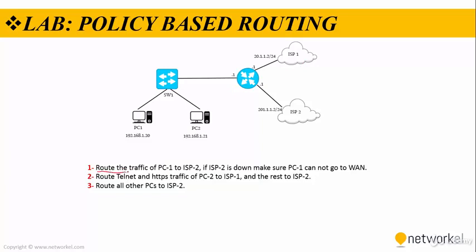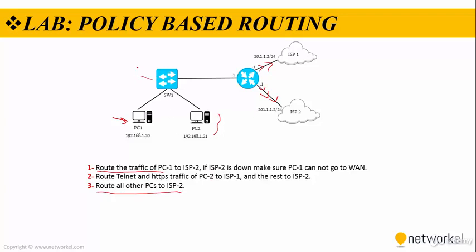In the first step, we need to route the traffic of PC1, this guy, to ISP2. And if ISP2 is down, make sure PC1 cannot go to the WAN. In the second step, we need to route telnet and HTTPS traffic of PC2 to ISP1 this time, and the rest to ISP2. The rest of the traffic of PC2 will be routed to ISP2.